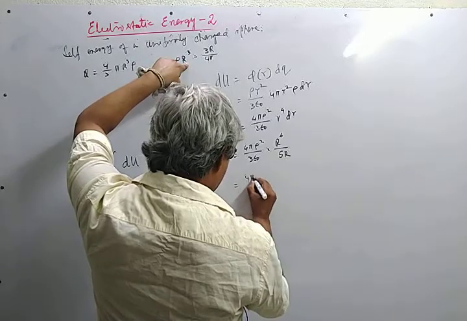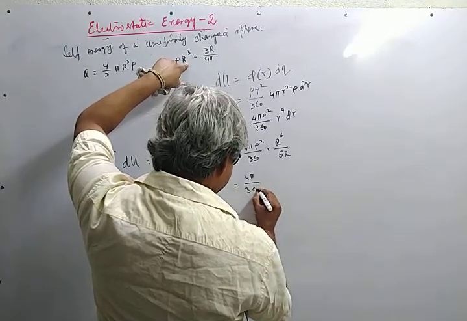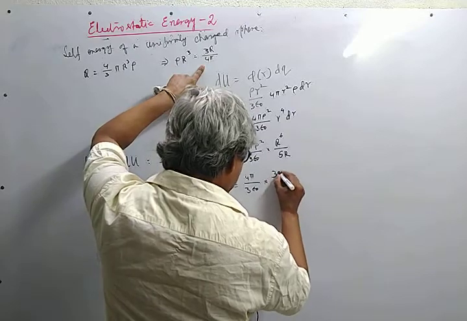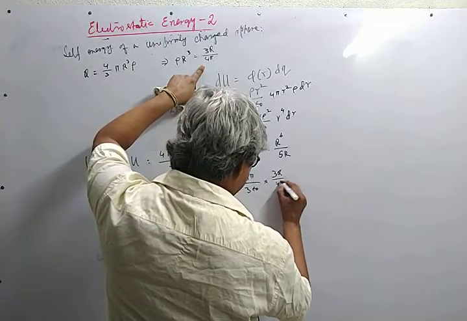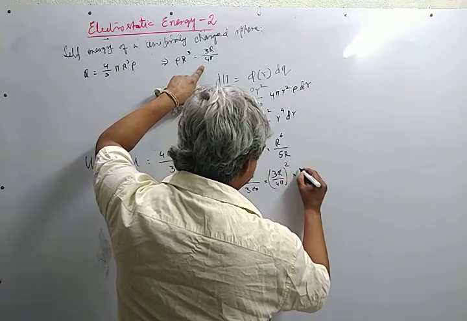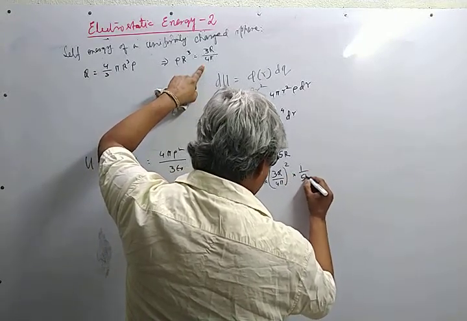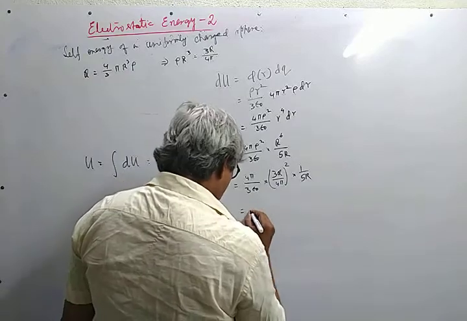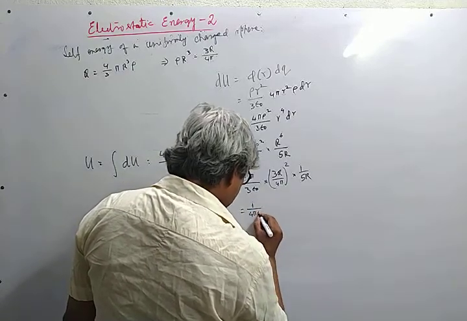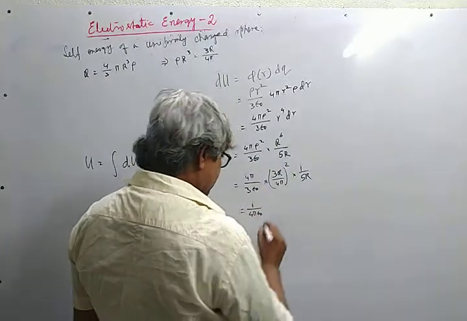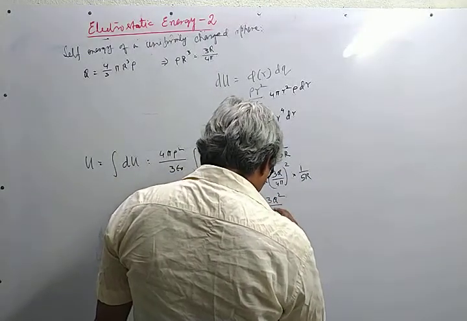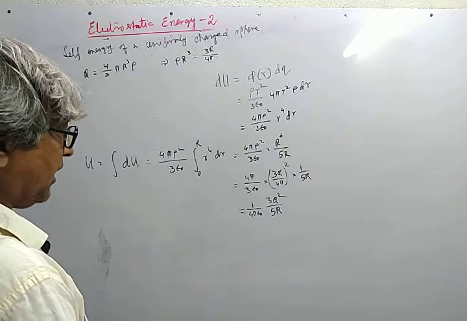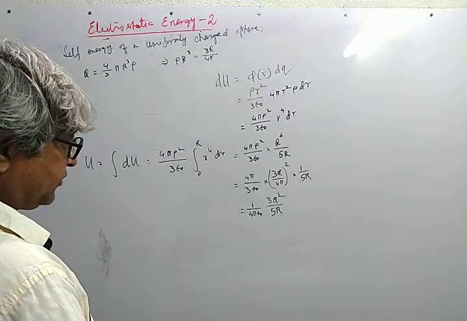So this is 4 pi upon 3 epsilon 0, and this is 3q by 4 pi whole square multiplied by 1 upon 5r. So this 4 pi cancels with this, so this becomes 1 upon 4 pi epsilon naught. Then this 3 cancels with this 3, so this is 3q square by 5r. This is the self energy of a sphere of radius r and containing the total charge q.